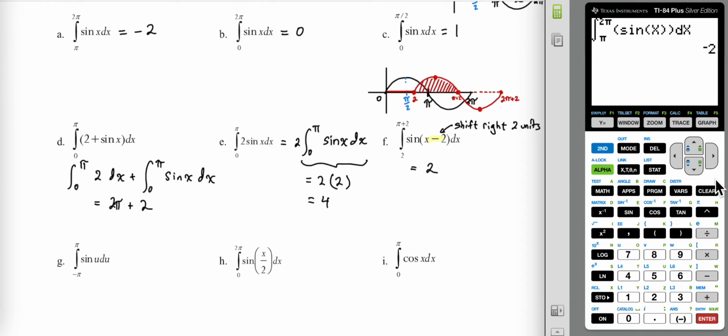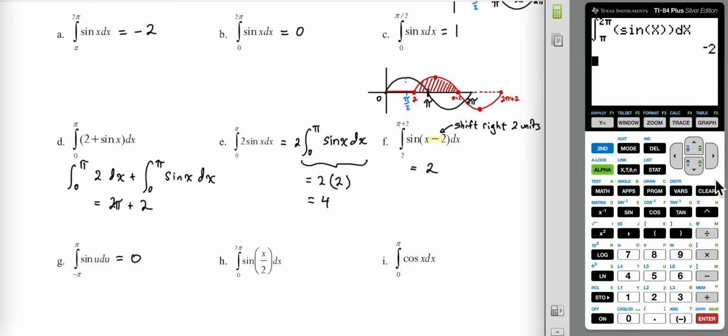Now in G, because sine functions are odd functions, if the bounds are opposites of one another, then you're talking about areas that are going to cancel each other out. So we're going to have equal parts negative and positive areas on the opposite sides of the y-axis, so this is going to go to 0, regardless of what u is equal to. All right.